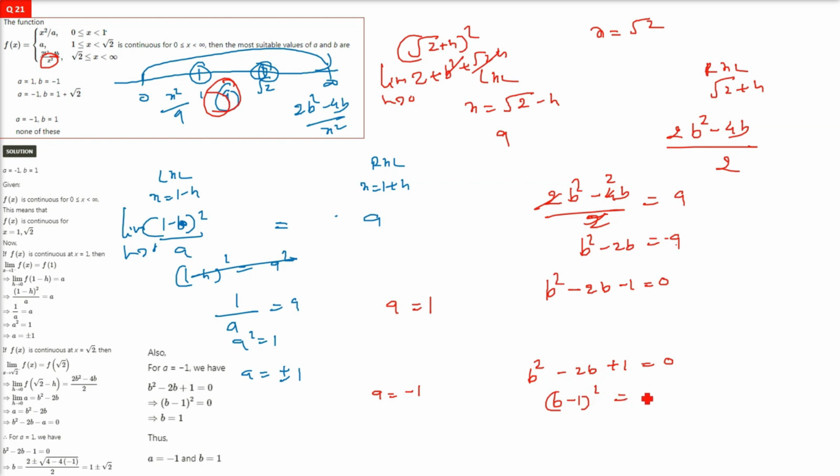So what do you get? B minus 1 equals 0, b equals 1. So when a is equal to minus 1, b is equal to 1, this is one solution. Now coming to a equals 1, you have to solve this equation, and that will not be solved by factorization. You have to solve it using the Sridhar formula. So b equals minus b plus minus under root b square minus 4ac by 2a, that you have to do.